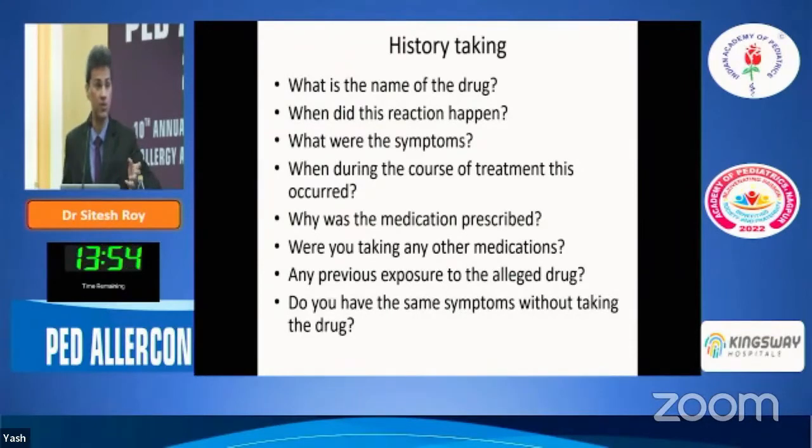So was the medicine prescribed? Why was it prescribed? Very often, if it's a respiratory infection and it's a post-viral exanthem that is coming up, it may be blamed on the drug that was used during the viral infection. So were there any other medications that were being taken? Was there any previous exposure to the drug? And sometimes was there any post-exposure?